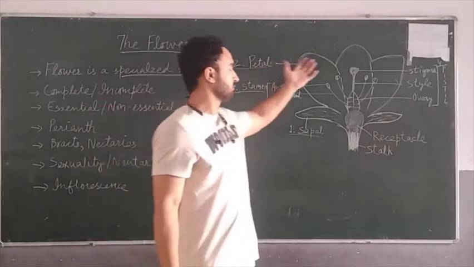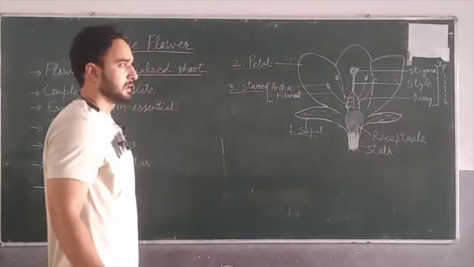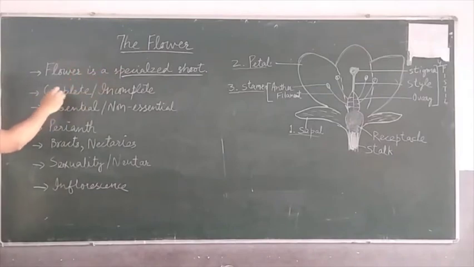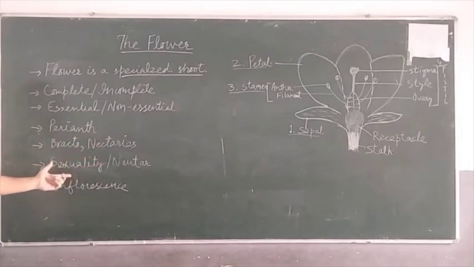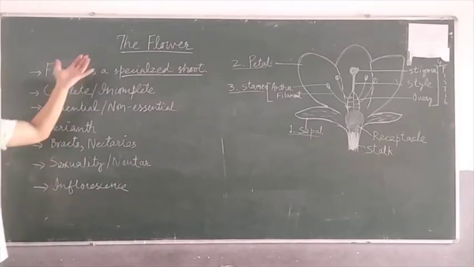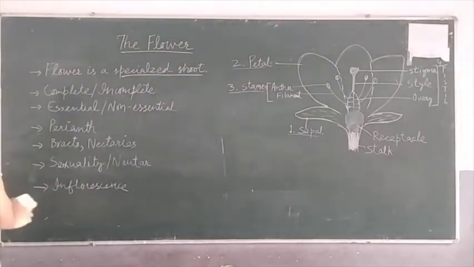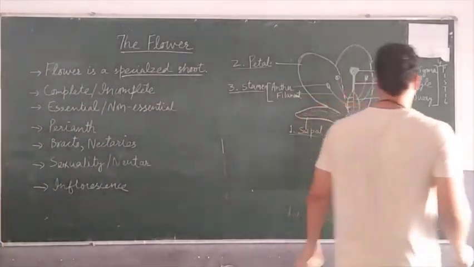Here I have also drawn a diagram of a flower. We should study its different parts. In this lecture, we are going to study about flowers: what are complete and incomplete flowers, what are essential and non-essential parts of the flower, what is perianth, bracts, nectaries, sexuality in flowers, and inflorescence. We are going to cover these subtopics in this lecture. Understand? So flower by definition is a specialized shoot. Now, these are the different parts of a flower.